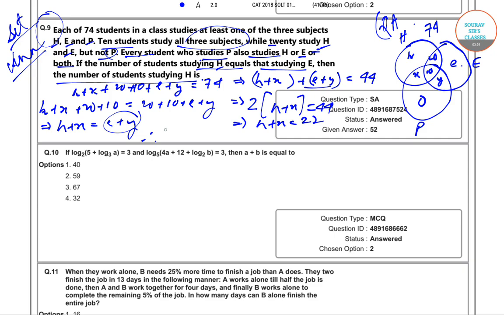So therefore the number of students studying the subject H will be h plus X plus 20 plus 10. So h plus X we have already found out. This is 22 plus 30. So the answer is 52. So question number 9, the answer is 52.